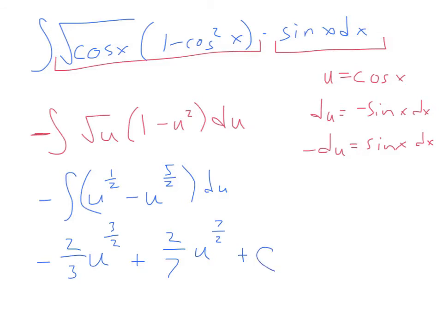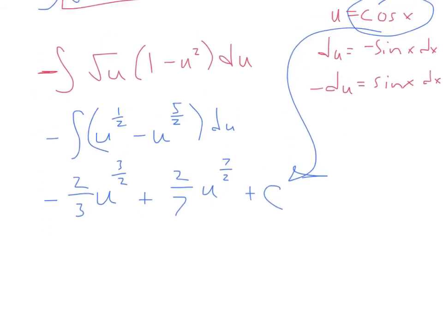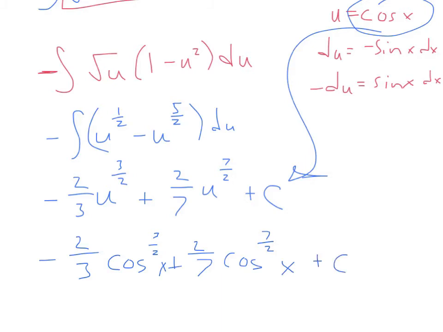And then again, all we really need to do is take our substitution and put it back into our expression. Negative 2/3 cosine to the 3/2 x plus 2/7 cosine to the 7/2 x plus c.